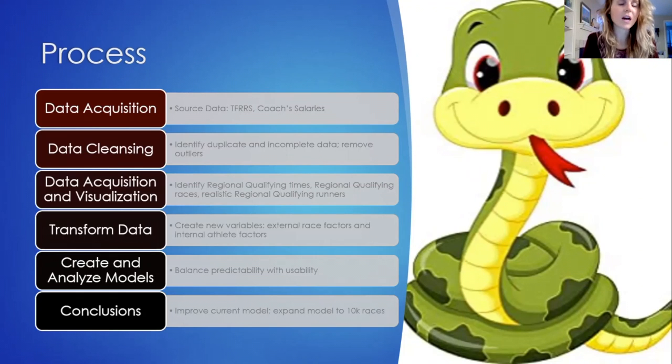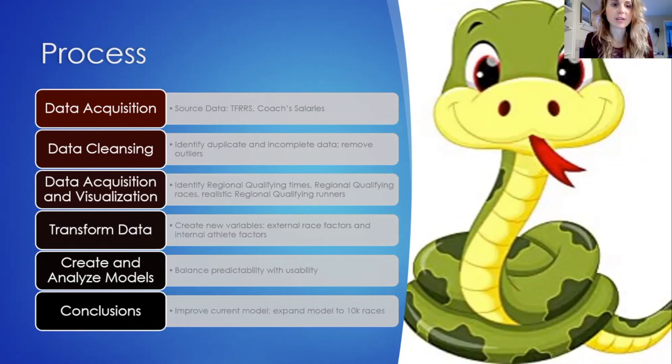After cleaning the data, I could visualize it graphically. This was important because I wanted to look at the data from the athlete level, but also from each race. I wanted to look at races that a lot of people qualified for nationals in versus races that didn't have any qualifiers. And was there something different between the two of them?